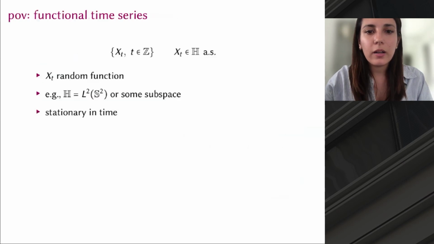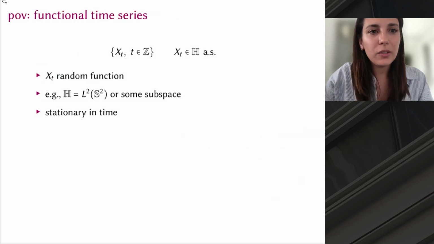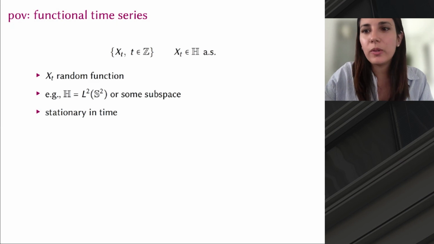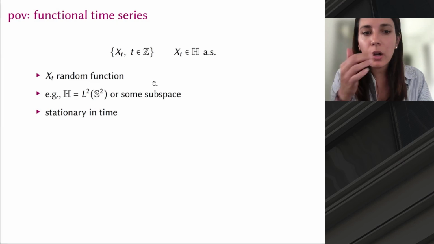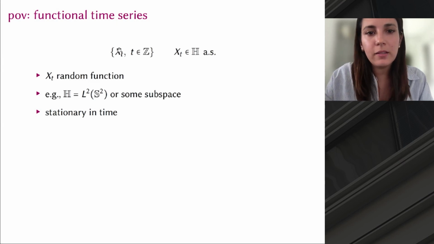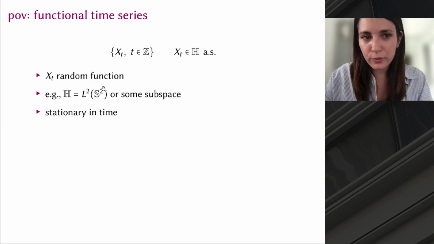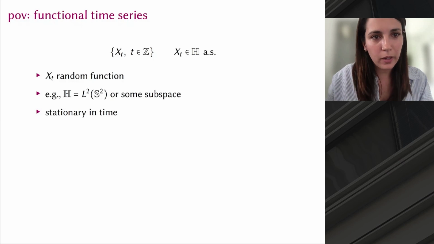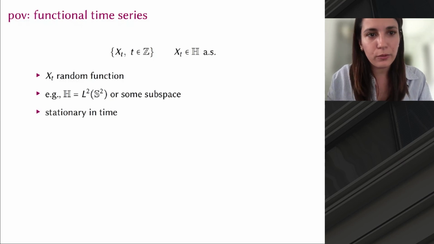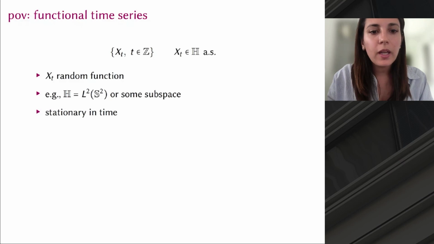So Jim Fang already introduced functional time series, so I'm looking at functional time series, a collection of random functions Xt. The space in which the Xt lives is some Hilbert space, for instance, the space of square integrable functions on the sphere in our case, or some subspace. And these functions are assumed to be stationary in time under some definition of stationarity for Hilbert-valued random variables.